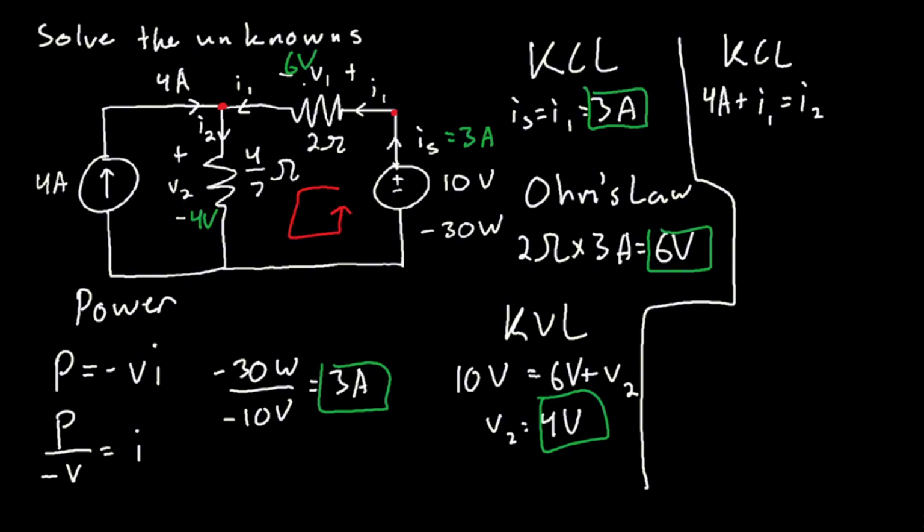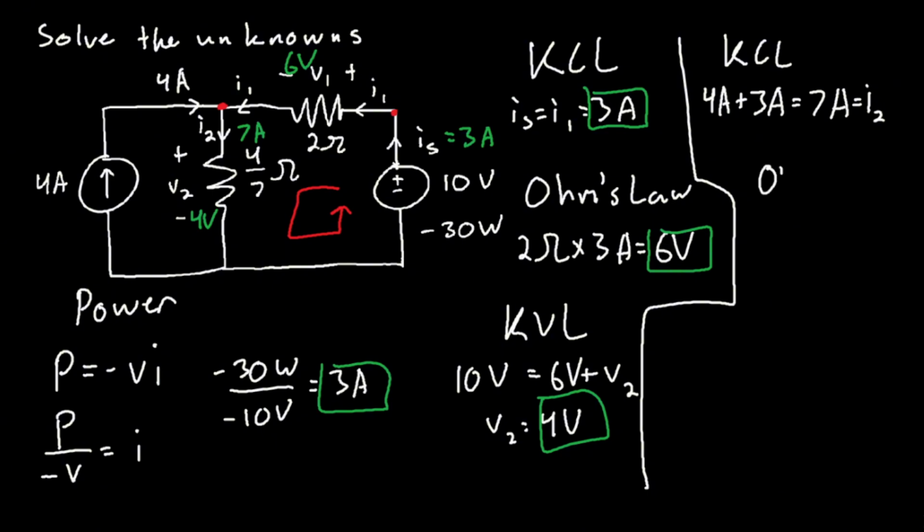Well, the thing about I1 is that it's measured. We solve for I1. I1 is 3 amps here. So all we need to do is 4 amps plus 3 amps is equal to 7 amps. And this is equal to I2. So 7 amps, like so.